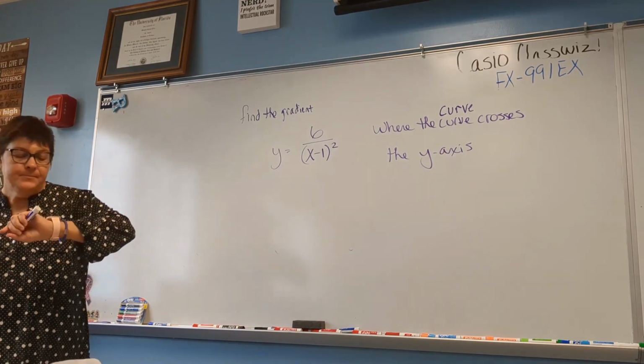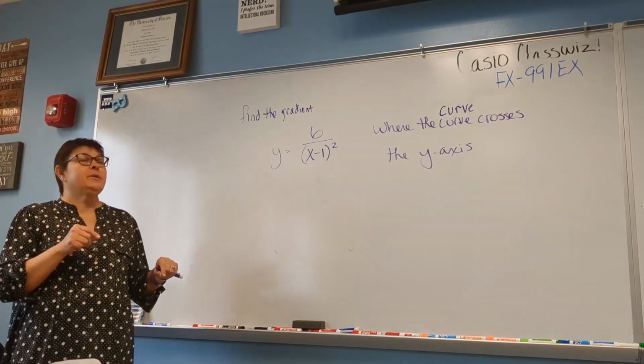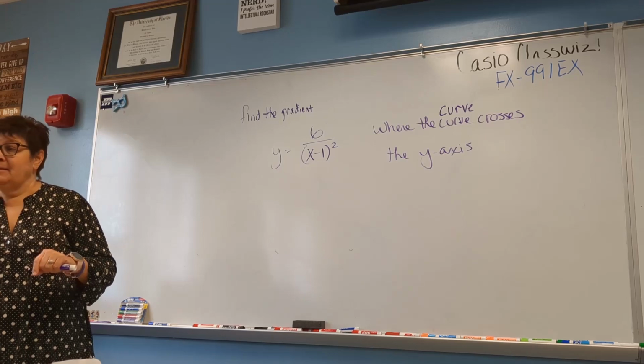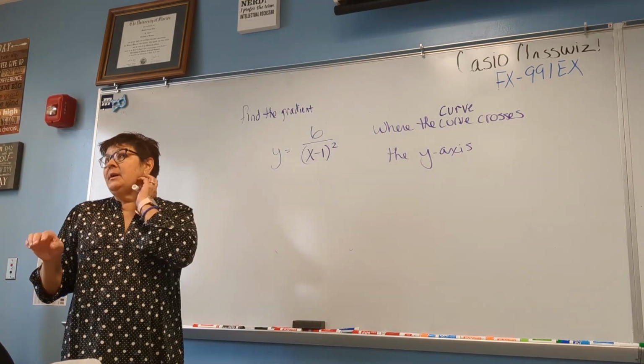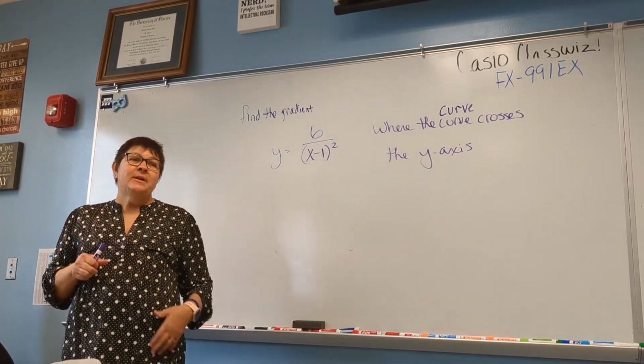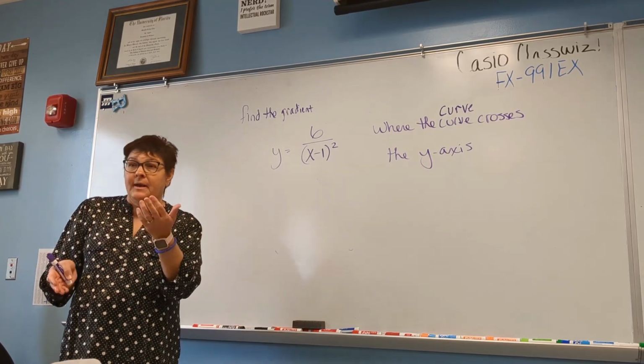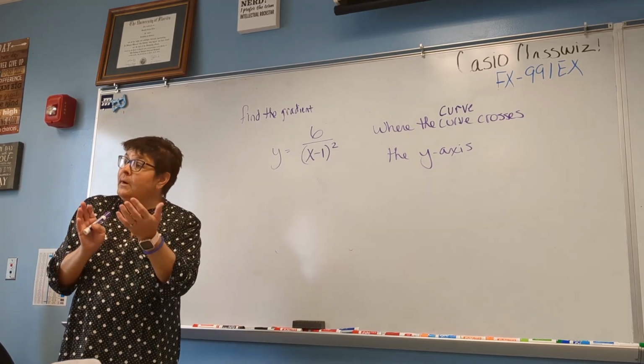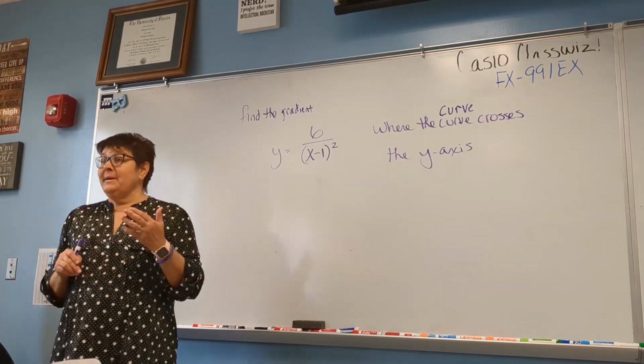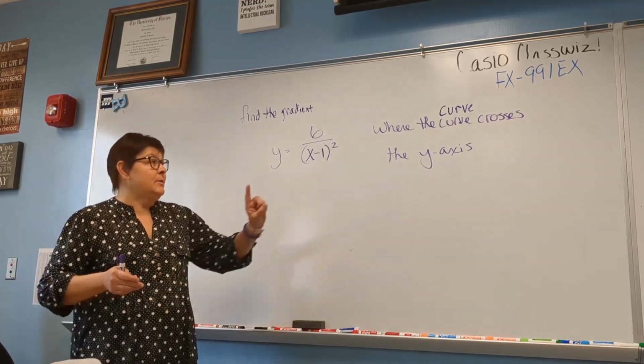Up until now, every problem that we've gone over, if I say find the gradient, I know that we take a derivative and then normally I give you a value for x. Does that make sense? Like x equals 1, an ordered pair like 1, 4. Okay, what in the world am I doing? Right now I'm not giving you an x value.